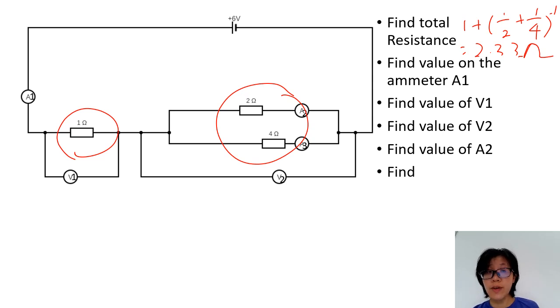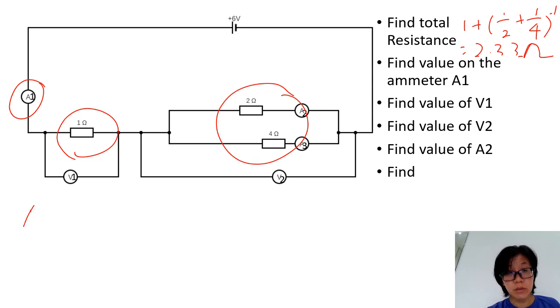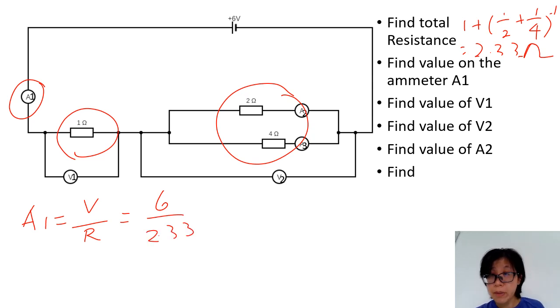Okay, so now let's find the value of A1. A1 is the total current that we are looking at. So when it's on the outside alone, it's the total current. So to find A1, same thing, it is V over R. The total V in this case is 6. The total resistance we counted is 2.33. So that is what we have done. So same thing, now we find, okay, how do we find this? You get a value of 2.57 ampere.